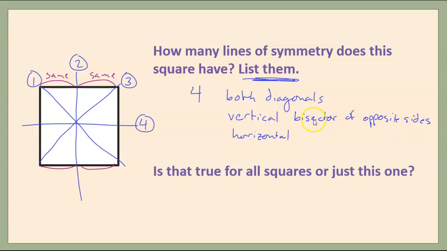Fancy term, right? But bisector, remember we took that apart. Bi just means 2. Sect means to cut. So cut something into 2 even pieces. This is the vertical line that cuts the sides into 2 even pieces. Similarly, this is the horizontal line that cuts the opposite sides into 2 even pieces. So this is the horizontal bisector. Bisector of opposite sides.